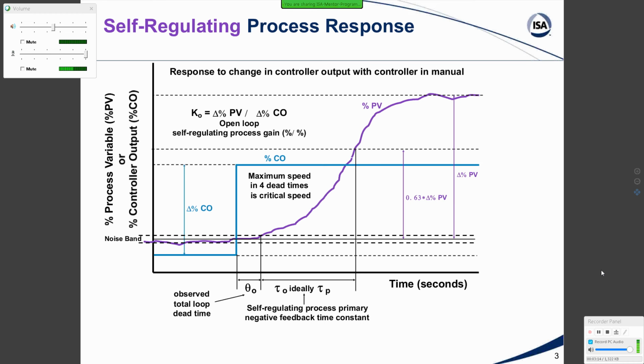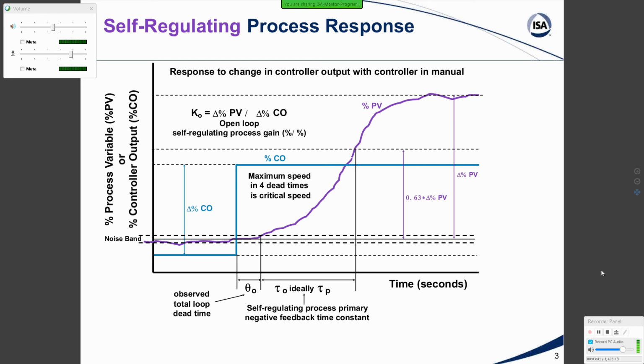And this is very important: if you compute any process gains for PID tuning, for the steady state gain, make sure that you end up with it being dimensionless. If it isn't, you've got something missing in terms of what you're doing in computing that open loop self-regulating process gain.